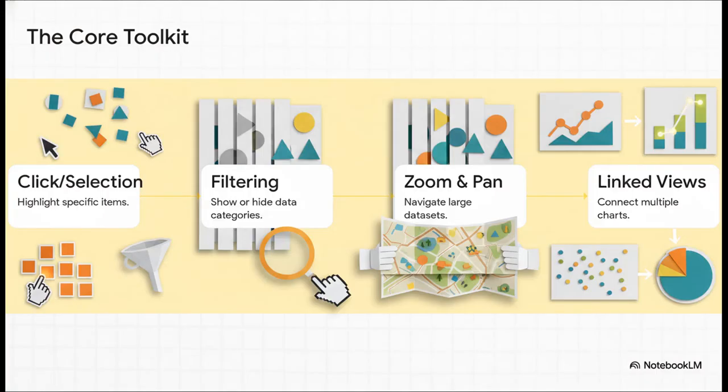Now, beyond just hovering, there are a few other key actions in the toolkit. Of course, there's clicking to select and highlight specific things. Then you've got filtering, which lets you show or hide entire categories of data. Zoom and pan are absolutely essential when you're dealing with massive datasets, kind of like navigating a map. And a really powerful one is linked views, where clicking on one chart automatically updates all the other charts on the dashboard at the same time.